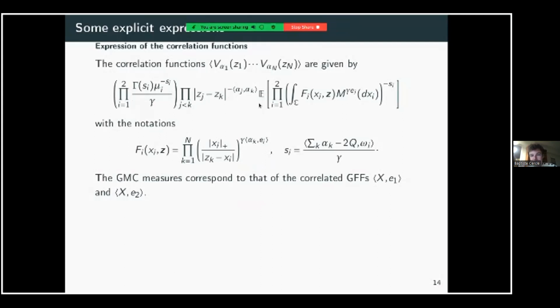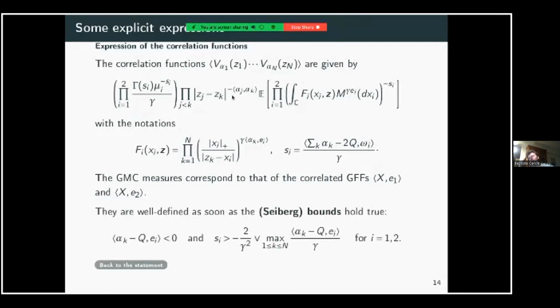But the important part in these correlation functions is that it can be expressed as an expected value, as joint moments of correlated GMC measures. You take two GMC, so you have two potentials associated to two free fields, two GFFs associated to the vectors E1 and E2. You take the Gaussian free field associated to these two GFFs, and you take two GMC measures. You take the average value of these GMC measures. You take some moments, and this gives you the correlation functions up to some explicit prefactor.